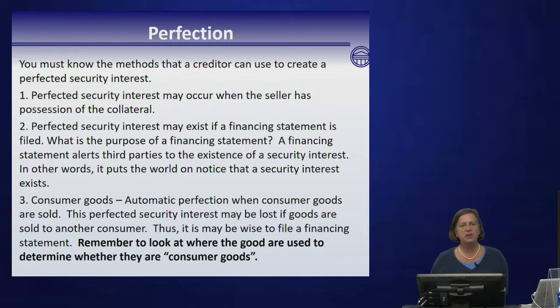And then finally, with consumer goods, there's an automatic perfected security interest when the consumer goods are sold to the first consumer, and they must be for use as a consumer good, not office equipment. This perfected security interest, of course, may be lost if the goods are sold to another consumer. So it may be wise for you, if you are the seller or the creditor, to file a financing statement. Remember to look at where the goods are used to determine whether they are consumer goods or not. So if I were to sell Benny Bean, the accountant, a large flat screen TV for use in his conference room at his office, it's not a consumer good. This is office equipment.